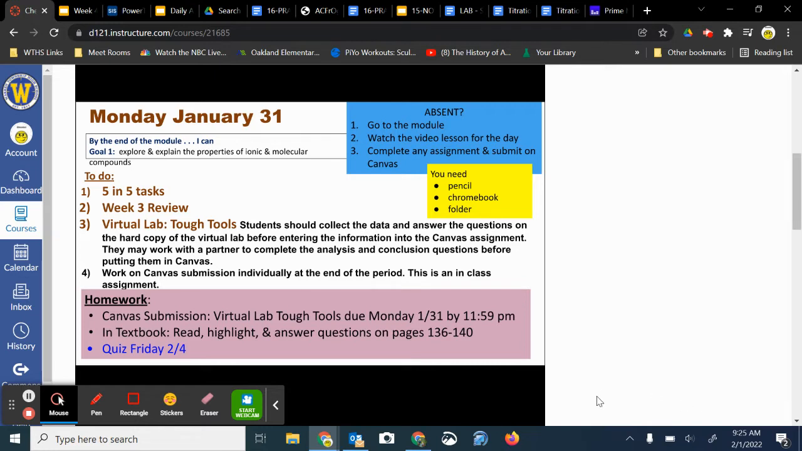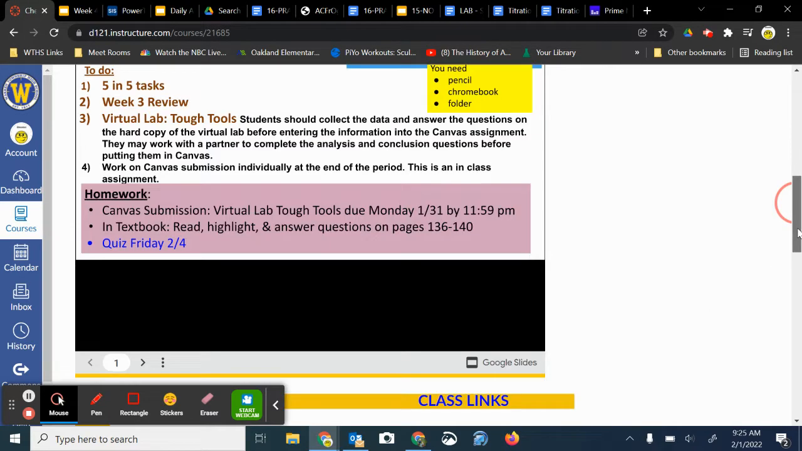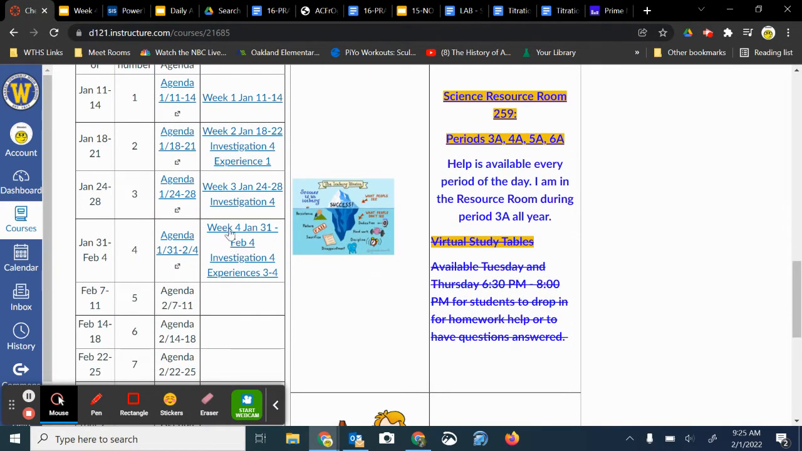And then for homework to get prepared for class on Tuesday, we'd like you to read, highlight, and answer the questions on pages 136 to 140. And then we are going to be quizzing on experiences 3 and 4 in investigation 4 that we're doing this week on Friday. All right, so let's take a look at our module for this week.